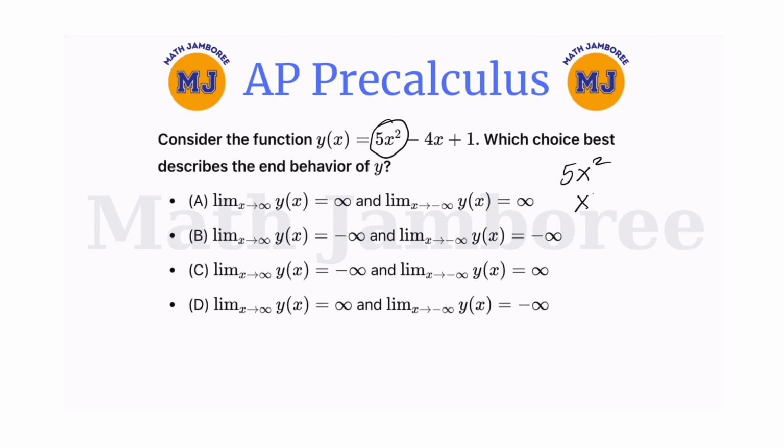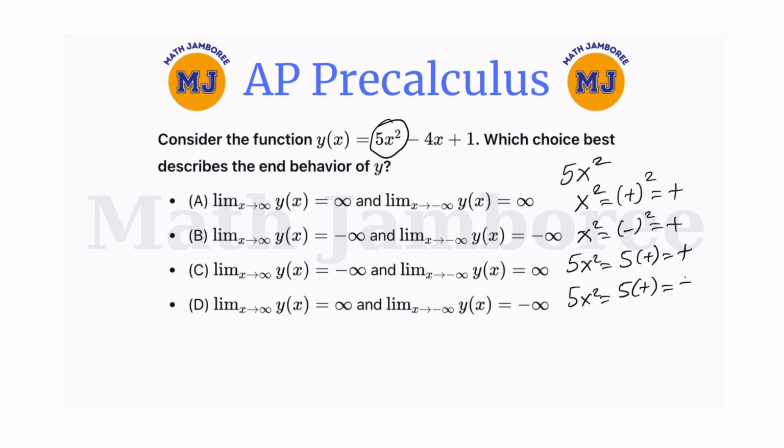I'm just going to separate it. I want to analyze x squared first. When you put a positive value for x, this turns into positive. When I put in a negative for the x, since the exponent is an even number, this still turns into positive. And 5x squared is 5 times positive in the first case, which is positive. And in the second case, 5 times still positive is positive.